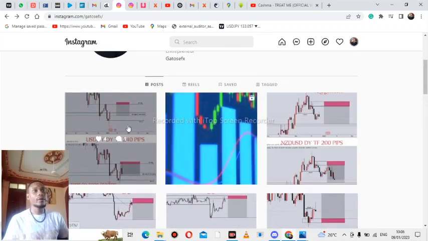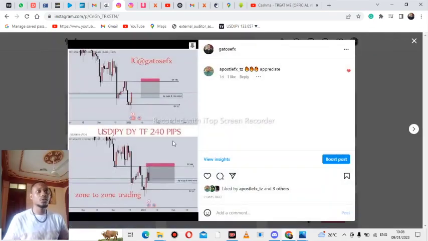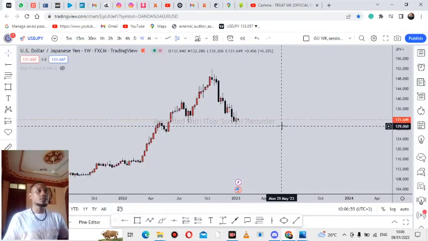So today we are going to backtest this trade which I took last week, last Friday. It was USDJPY, and by the time I had closed with 240 pips. So we are going to see how this trade was formed. So let's get the chart now.